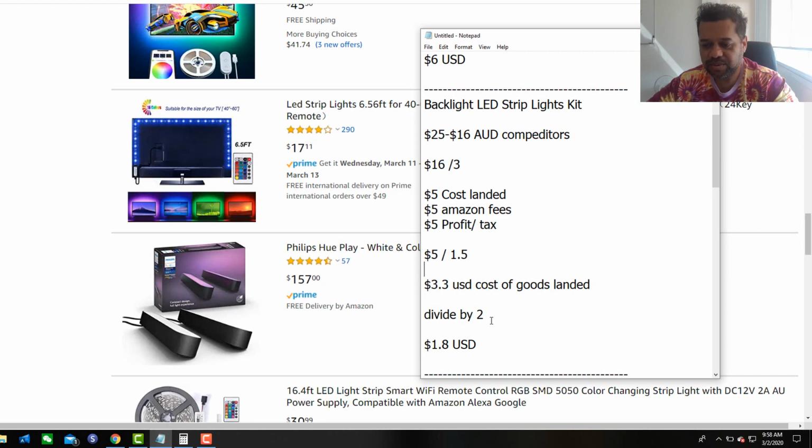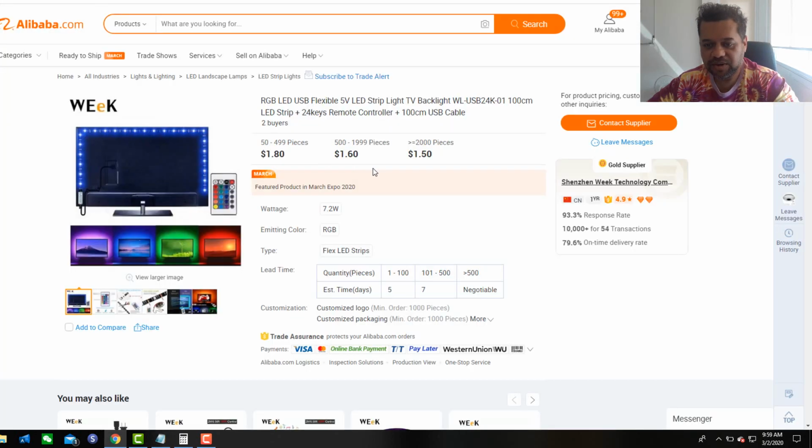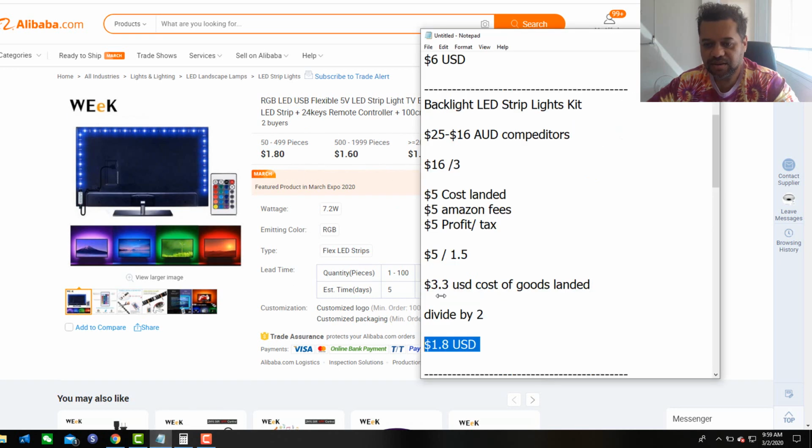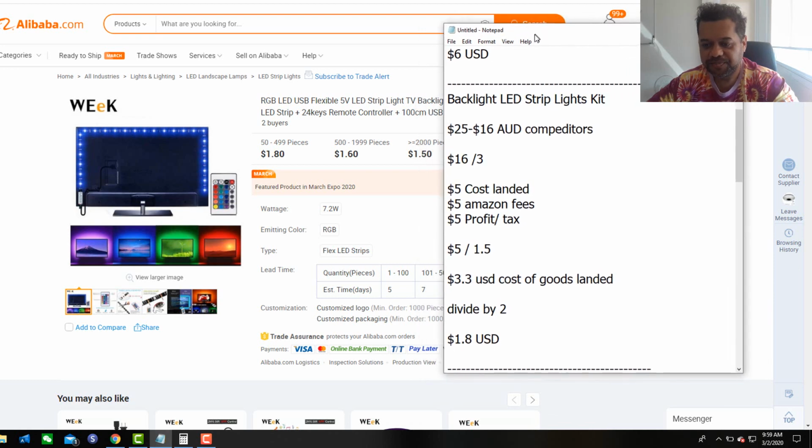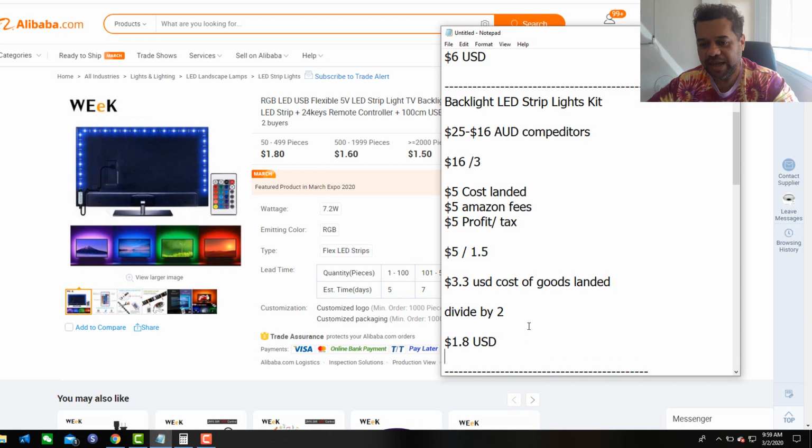Then you divide this 3.3 by 2 and you get $1.80, because you always want to double the price of the cost of goods to account for the shipping. And I've gone ahead and I've found this one here, it's $1.80. So this one here would be you're bordering on the low side of it, but if you get it for $1.80 and you sell it for anything above say $16, maybe $25, then you would make a good profit, right? But that's on the low end.